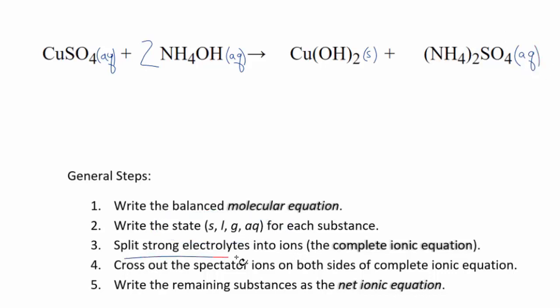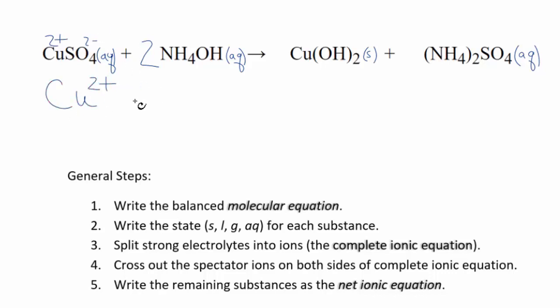Now we can split the strong electrolytes into their ions for the complete ionic equation. So copper(II) sulfate. Sulfate has an ionic charge of 2 minus. That's a good one to know. And then copper can be 1 plus or 2 plus. But since we have 2 minus here, it has to be a 2 plus. So we have the copper(II) ion.